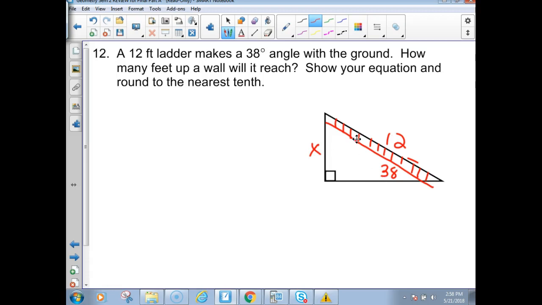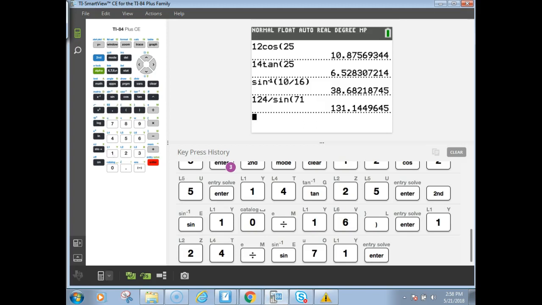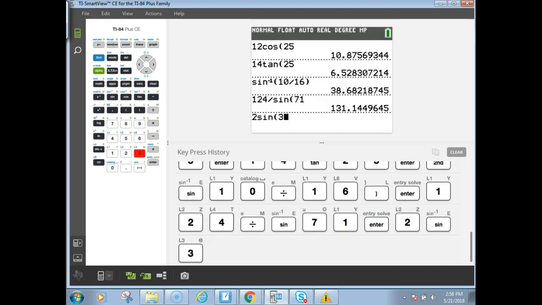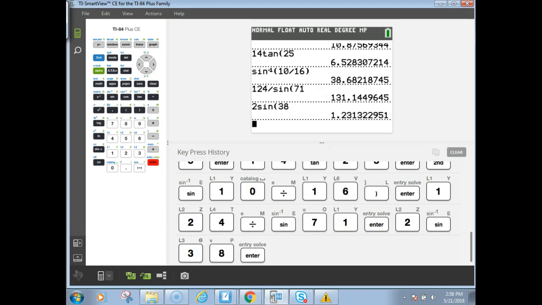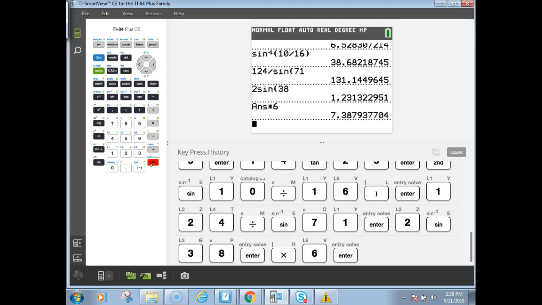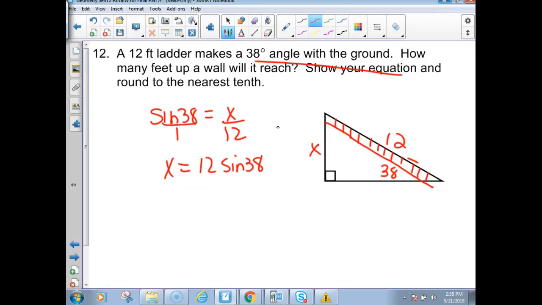All right, but we got opposite and hypotenuse. So that's going to be the sine of the 38 degree angle with the ground. Don't put it in the air. Opposite over hypotenuse would be x over 12. So we're going to calculate that x would equal 12 times the sine of 38. Oh, I only did 2. Is this the answer? 7.4. Okay, I just corrected my boo-boo. Okay, 7.4 feet up the wall.